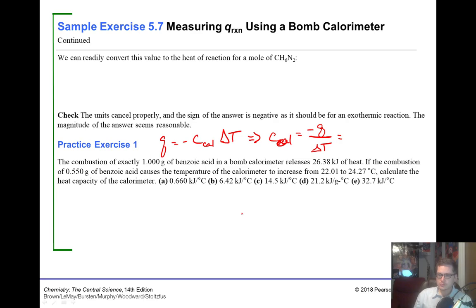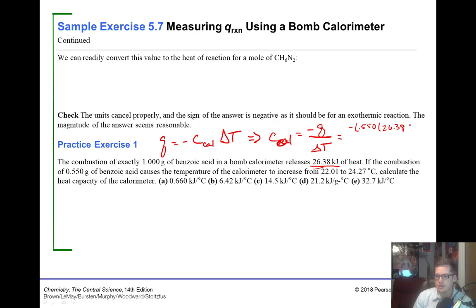We know that 1 gram of benzoic acid usually releases 26.38 kilojoules of heat. But we only reacted 0.550 grams of benzoic acid. So we'll multiply this heat by 0.550, and that gives us the amount of heat released when that much benzoic acid was reacted. So it's negative, and we take 0.550 times our 26.38.